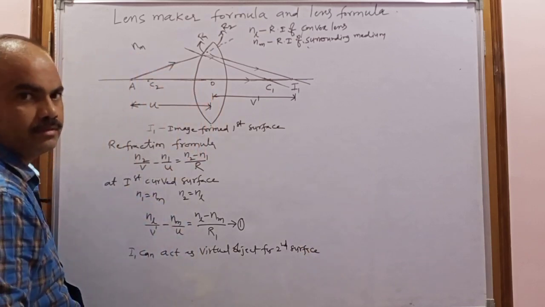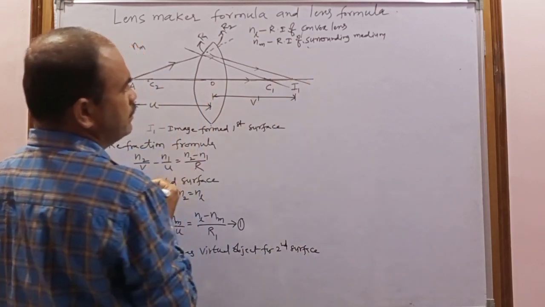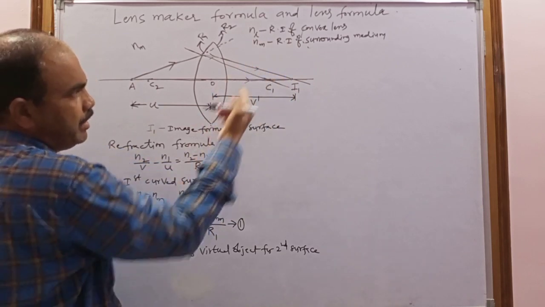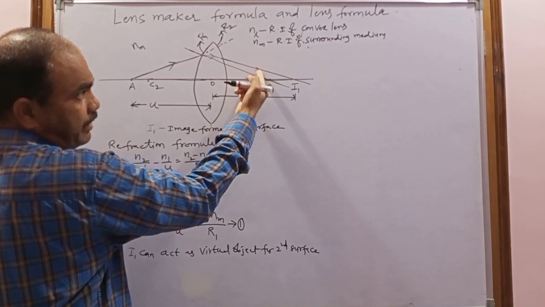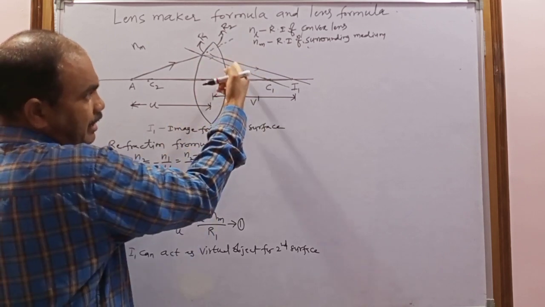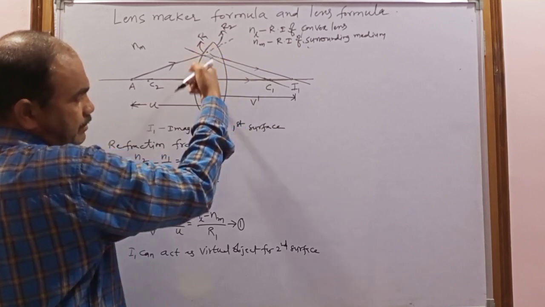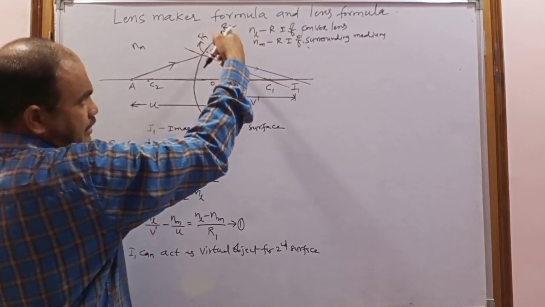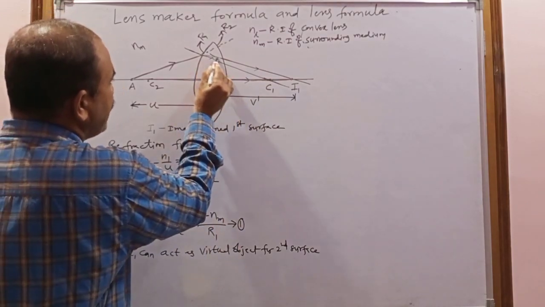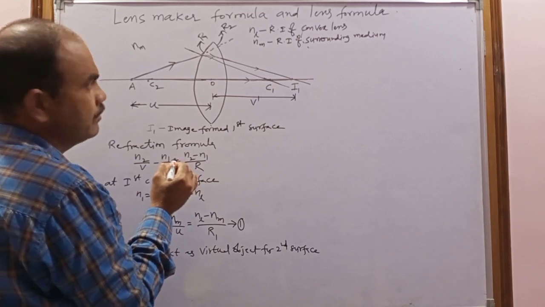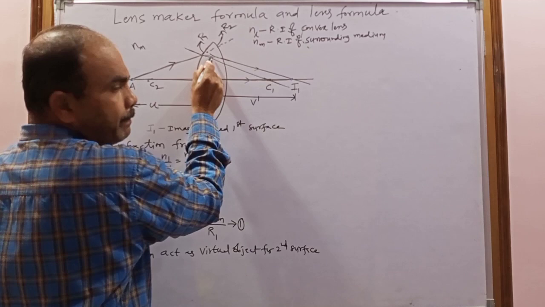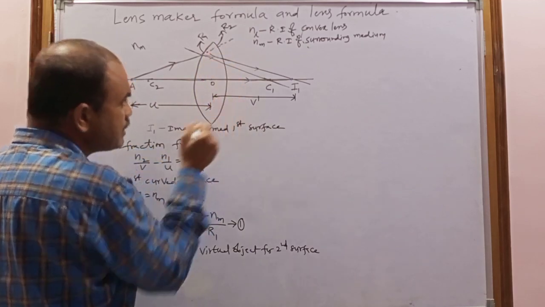To know the path of this incident ray, note that this is a refracted ray. For which surface is it the refracted ray? The first surface. But the refracted ray for the first surface can act as the incident ray for the second surface. So this is a refracted ray with respect to the first surface, and now it acts as the incident ray for the second surface.